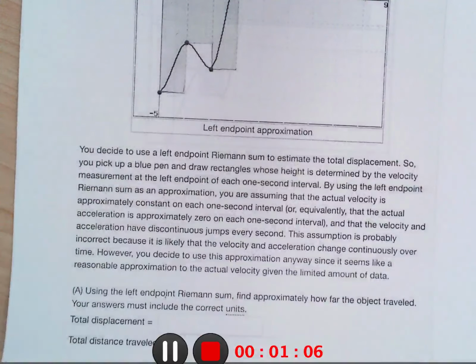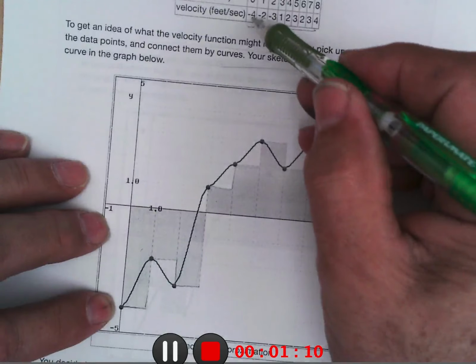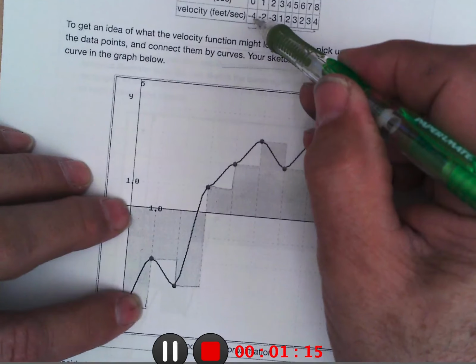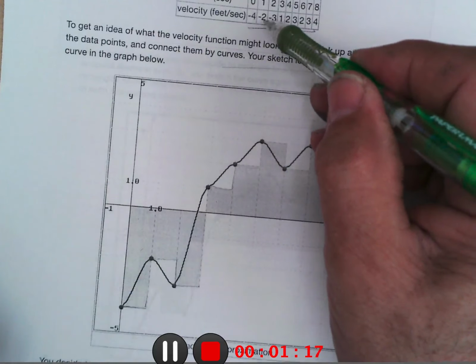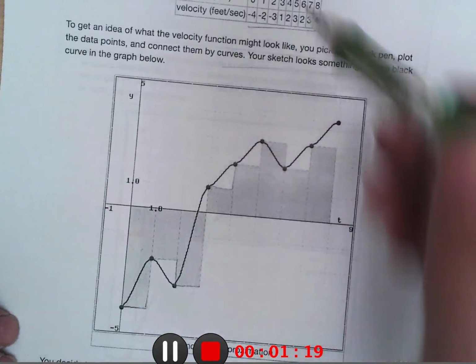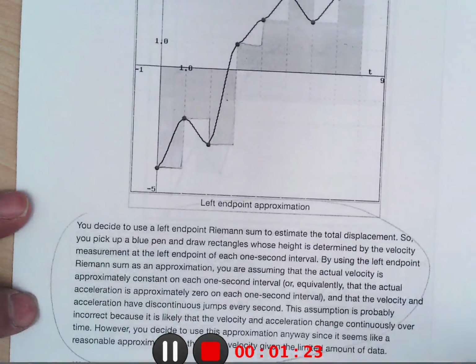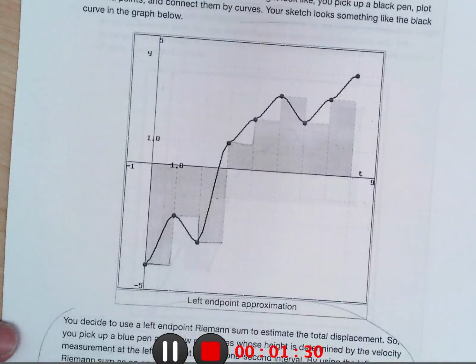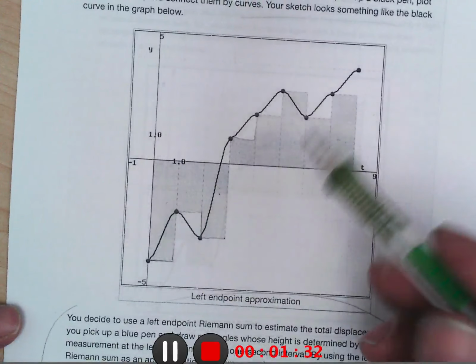At the very beginning, it was going -4 feet per second, and it held that for the whole second until it hit 1, and then instantly it was -2, then -3. And that's what these areas are. And that's what it's trying to explain in this long paragraph down here. But all we're going to do is figure out what this comes out to be. And so to do lefts, we don't do this last one.